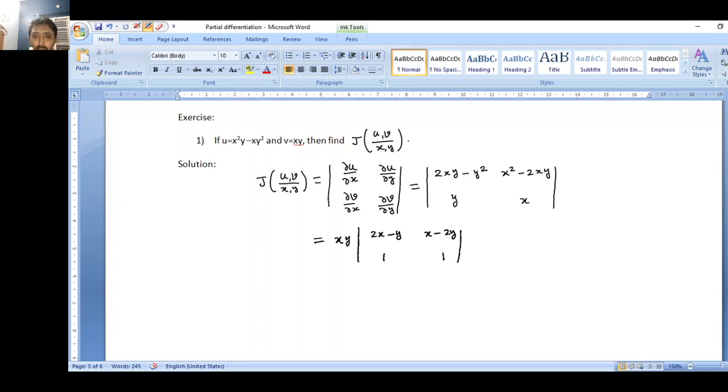So 2x minus y minus of x minus y. Over here would be x minus 2, 2x is going to be x, and then minus y plus 2y is going to give you plus y. So this will be xy into x plus y, or you can as well write this as x square y plus x y square. Now this is what is the Jacobian of u and v with respect to x and y. Looks simple, right?